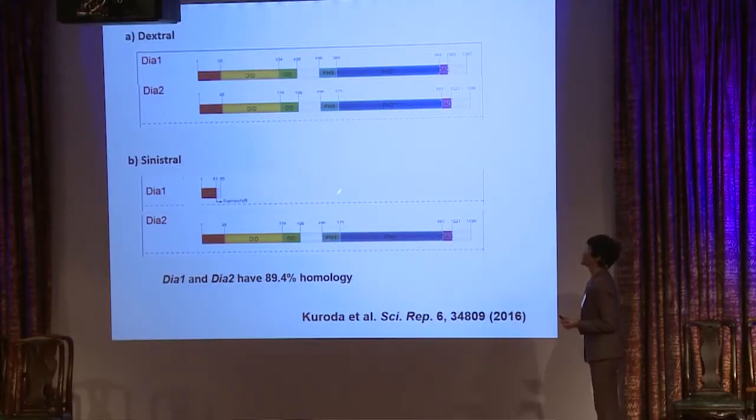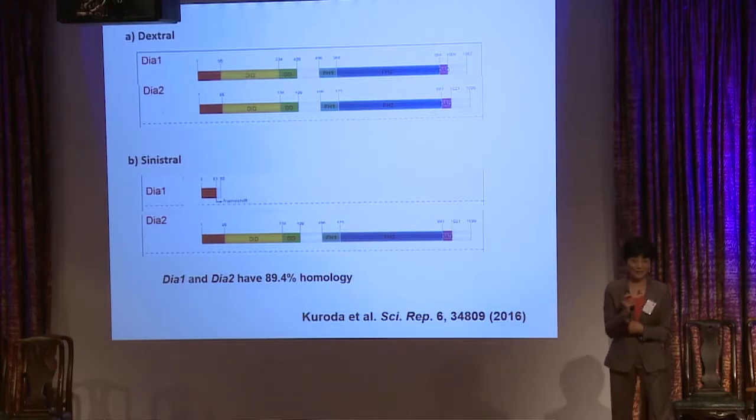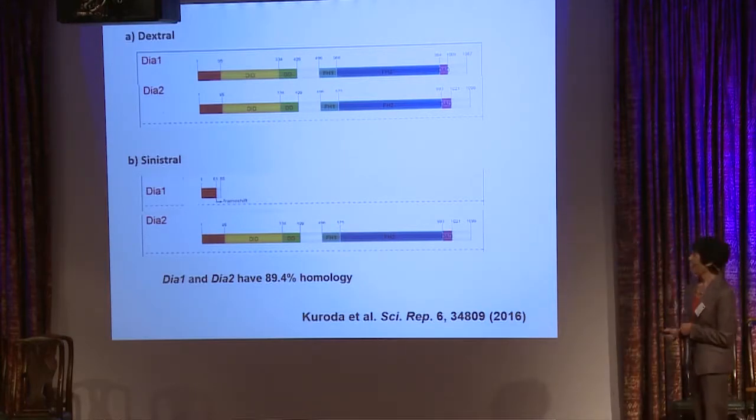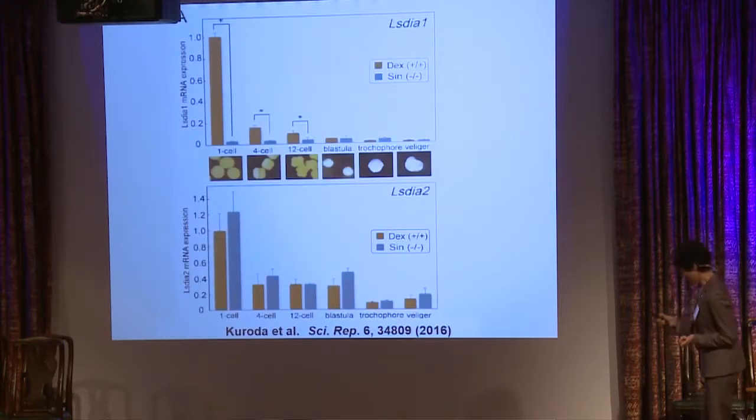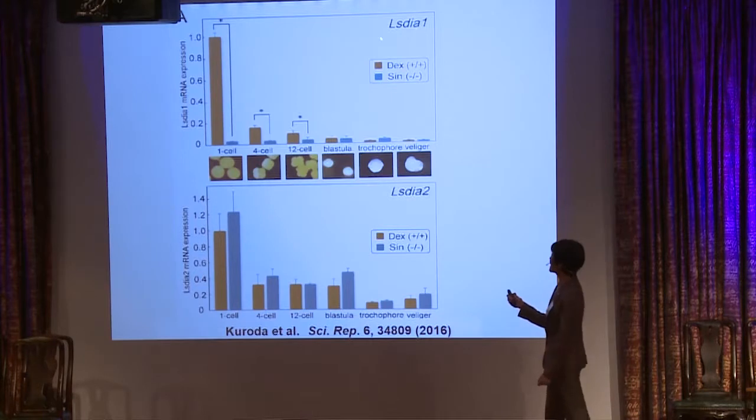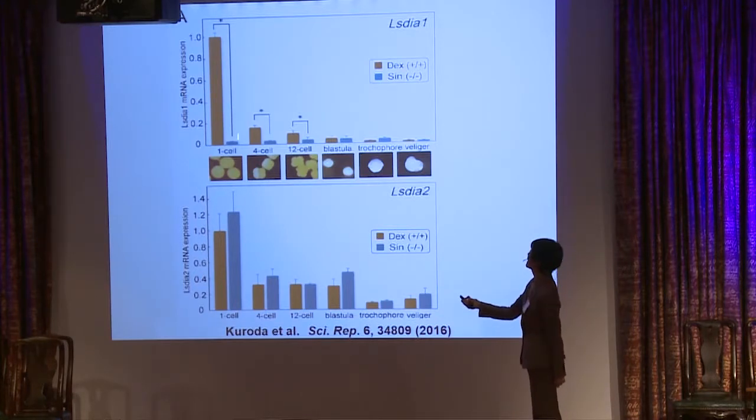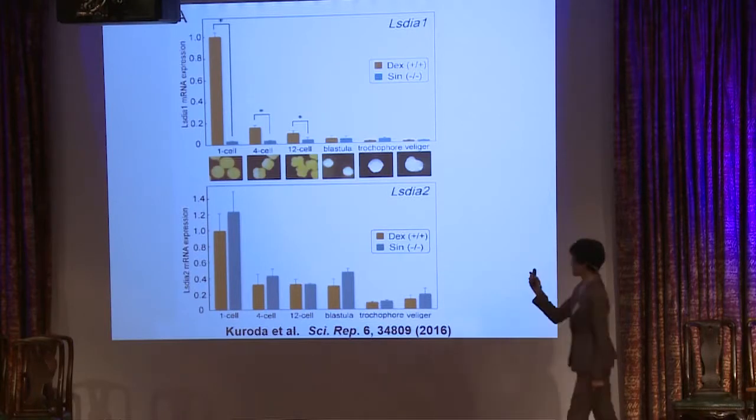So that's how we did. Then we tried to work it out with 89.4% homology. How to discriminate DR1 and DR2 is very hard, but we managed to do it. So this is the quantitative PCR, and this is for the LSDR1. You see, the one cell stage, the Dexter one, has a lot of this LSDR1 messenger RNA, and it drops sharply, but for the sinister one, nothing. And LSDR2 both has some, and it drops. So this is the case.